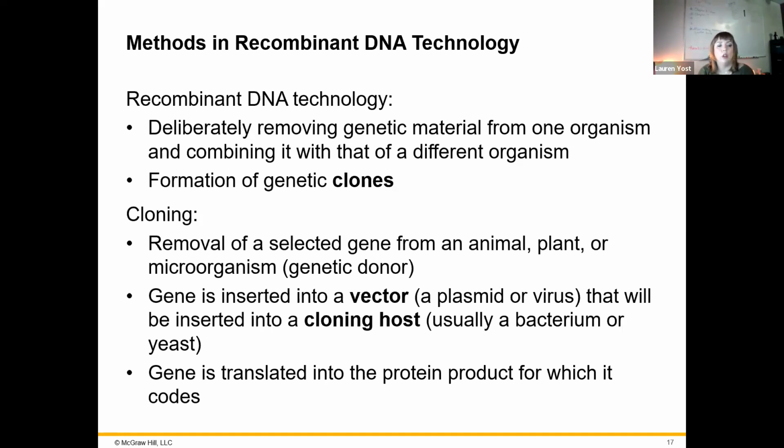So cloning, here we have removal of a selected gene from an animal, plant, or microorganism. That's the donor. The gene is inserted into a vector. That's basically the bit of DNA that is going to house that gene. So usually it's going to be a plasmid, sometimes it's a virus. And then that will be inserted into the host. Oftentimes that's going to be bacteria, it could be yeast. It just depends on what you're trying to make and what makes sense as far as reading that gene and producing whatever product you're trying to make.